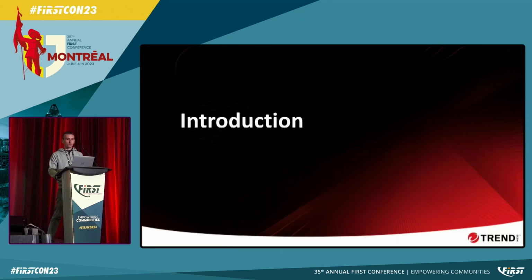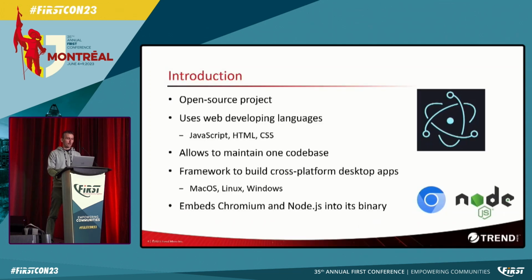So now let's go for the introduction. What is the Electron framework? It's an open source project. It's the framework in which developers can develop their applications, and they use web development languages like JavaScript, HTML, and CSS. In this framework, the developer has just one code base, and they can build with just one command this project to run on different platforms, on macOS, Linux, and Windows, which I will show you in another section of the presentation.